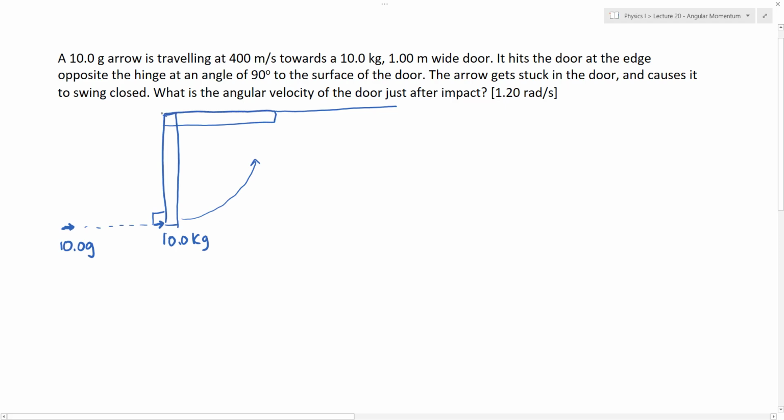So hopefully that makes sense to you. So I'm looking from above. Okay, what is the angular velocity of the door just after impact? So this omega, that's what we're looking for.